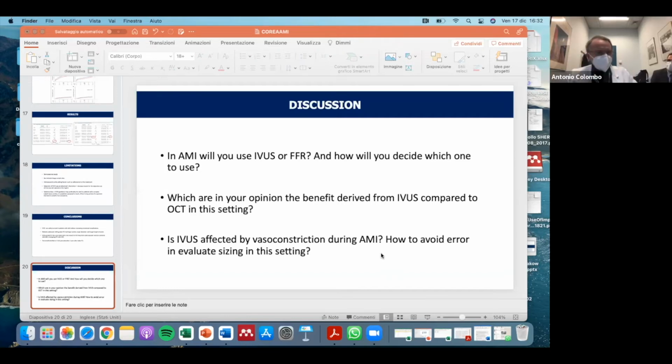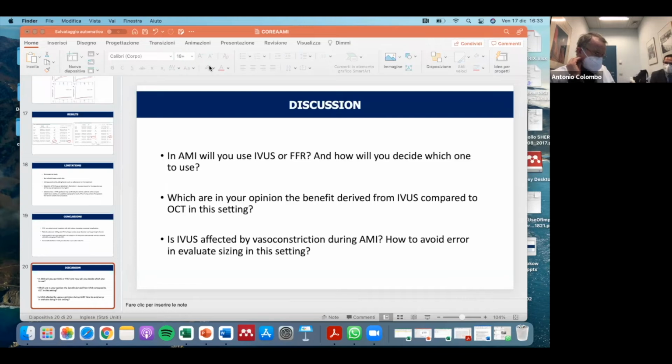I think IVUS in the setting of spontaneous coronary dissection makes sense, even if as far as directing decision making it is difficult, because we know that stenting is not always the best solution. But if you have a dissection with flow limitation, then you need to stent. I don't see any other approach.